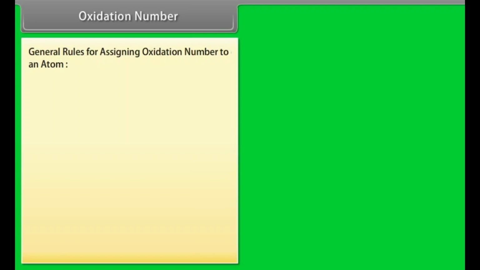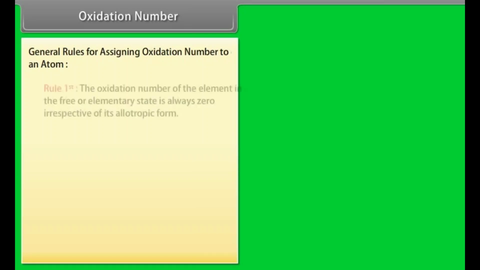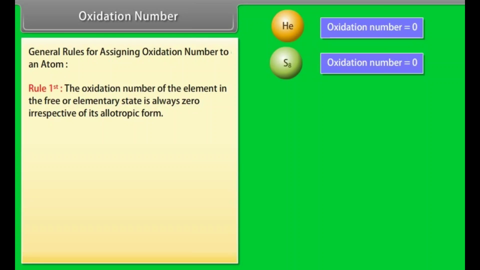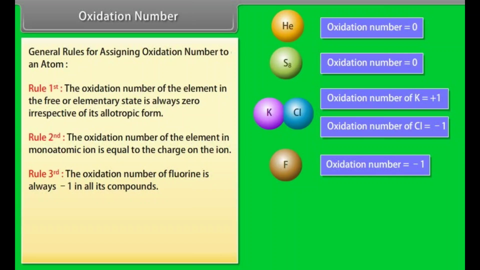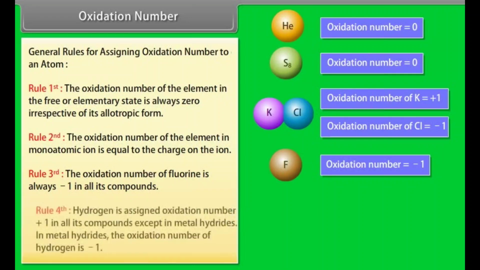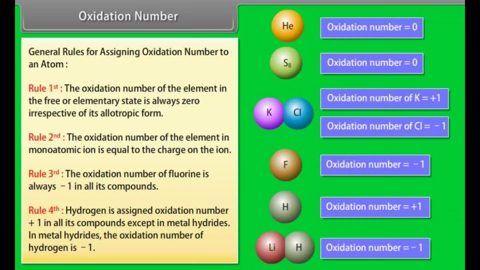General rules for assigning oxidation number to an atom. Rule first. The oxidation number of an element in the free or elementary state is always 0, irrespective of its allotropic form. Rule second. The oxidation number of an element in a monoatomic ion is equal to the charge on the ion. Rule third. The oxidation number of fluorine is always -1 in all its compounds. Rule fourth. Hydrogen is assigned oxidation number +1 in all its compounds except in metal hydrides. In metal hydrides, the oxidation number of hydrogen is -1.